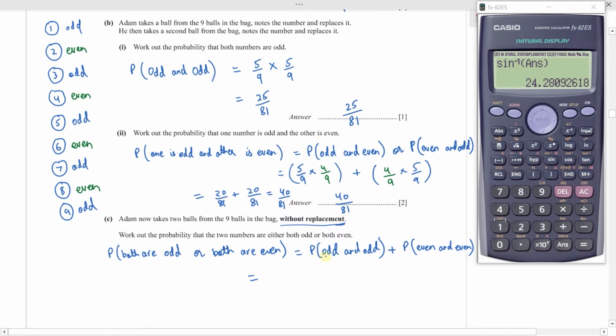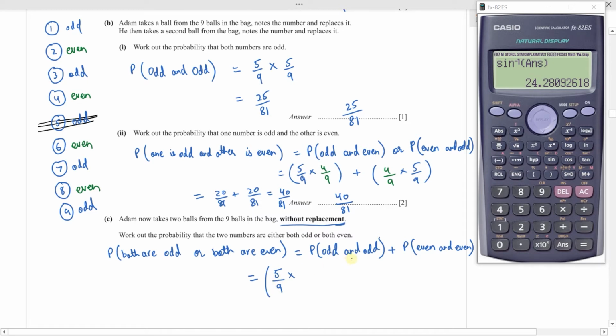Now you're picking the ball out of the bag. What is the probability that the first one is odd? You have 9 balls, and how many odds? 1, 2, 3, 4, 5. So you have 5 over 9 for picking the first one that is odd. Then multiplied by, now you're doing it without replacement, so you are not putting the first ball back into the bag. Let's say you pick an odd one, so let me cancel out this one. You can cancel out any one. So now you picked an odd one. Your first probability was 5 by 9.